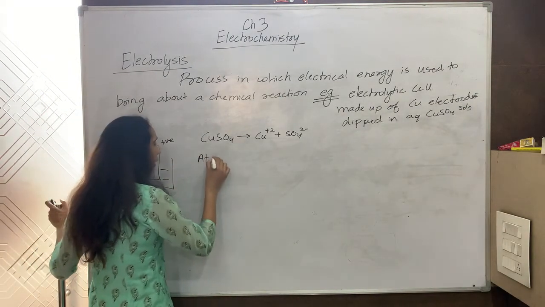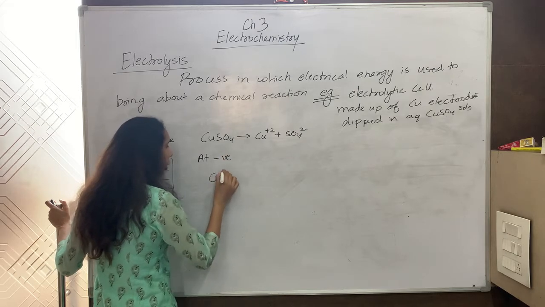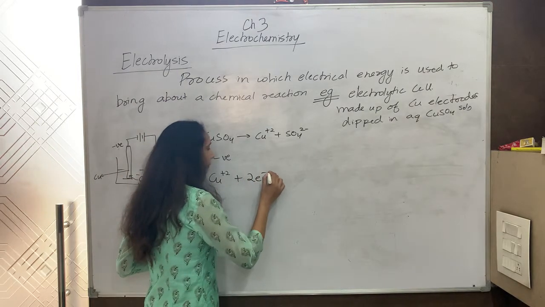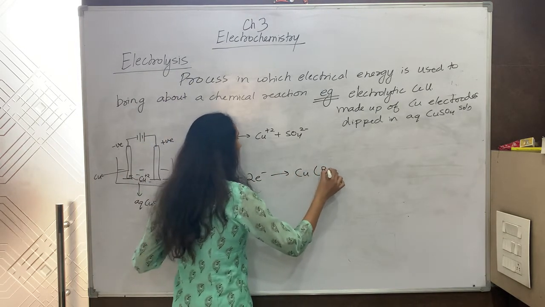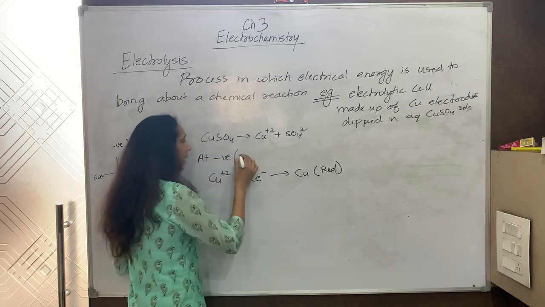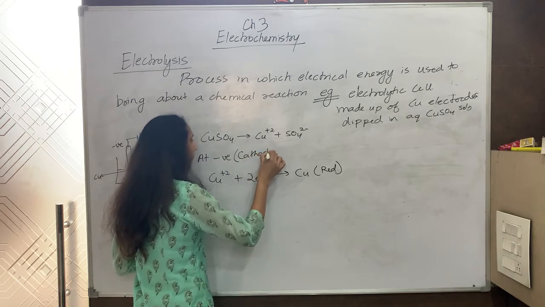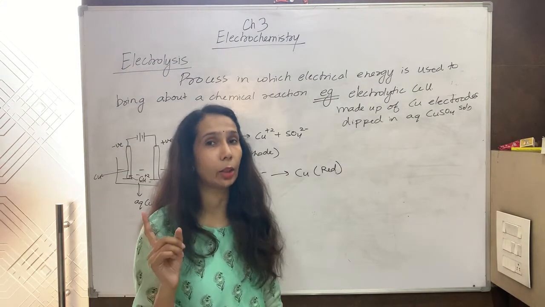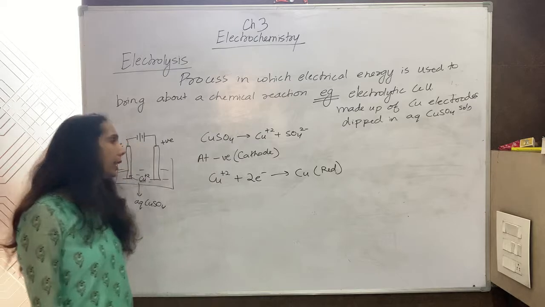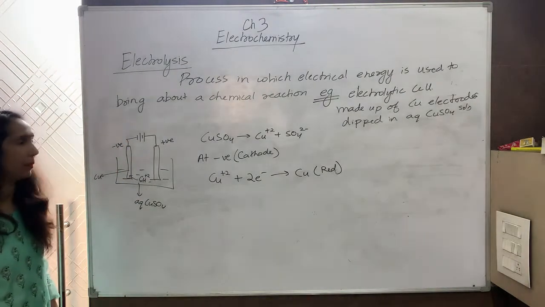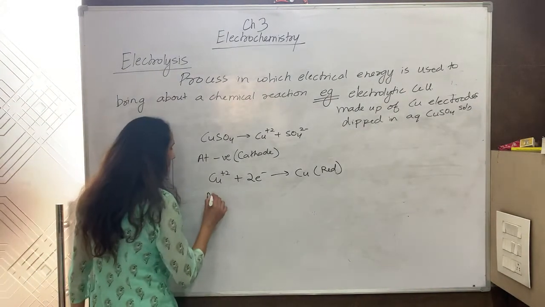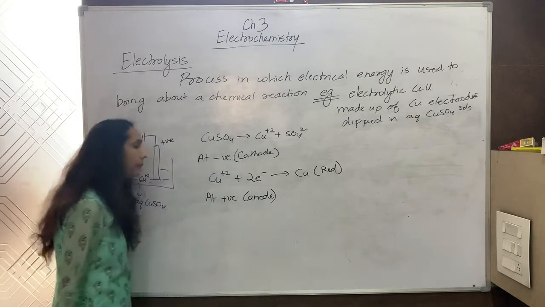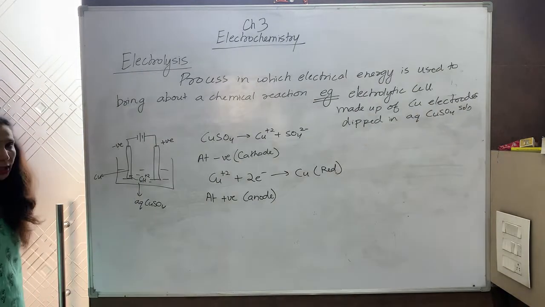So at the negative electrode, let us see what reaction takes place. Copper ions are attracted and they undergo reduction. You can see reduction is taking place. Reduction means the negative electrode is your cathode here, because you all remember we have done RED CAT. That means at the cathode reduction takes place. The other one will be the anode, and at the anode oxidation takes place.